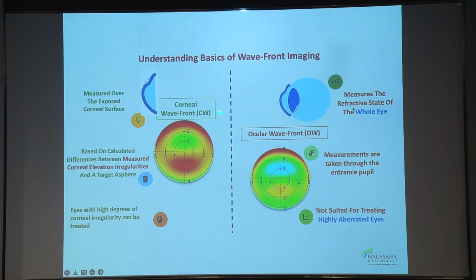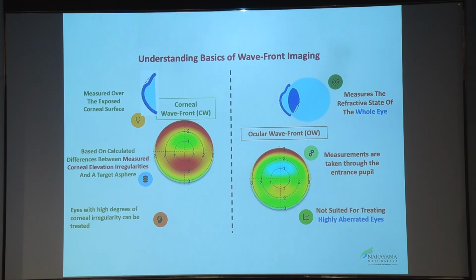This is what your Contura is doing, or this is what your topo-guided treatment on Alcon is doing, or Zeiss. They're just interested in how irregular the cornea is. This is what a Schwind would do, but they also have this option where it actually takes into account the whole eye and not just irregularity.